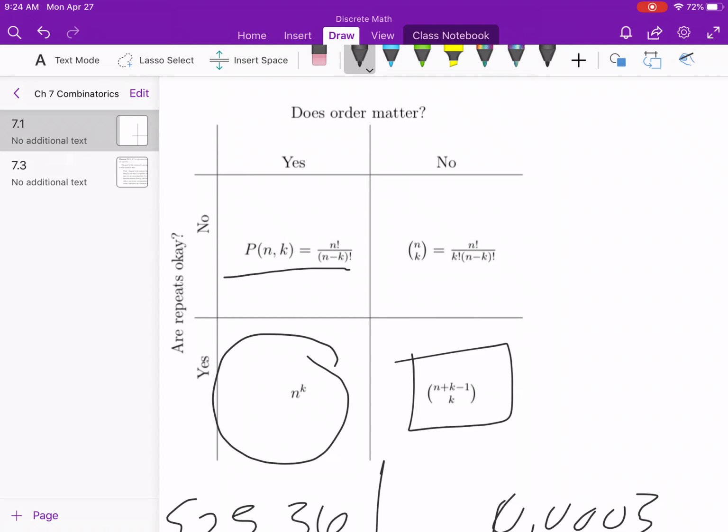And so I think this is about it for combinatorics. The thing you need to think about here is when it is appropriate to use these particular formulas.